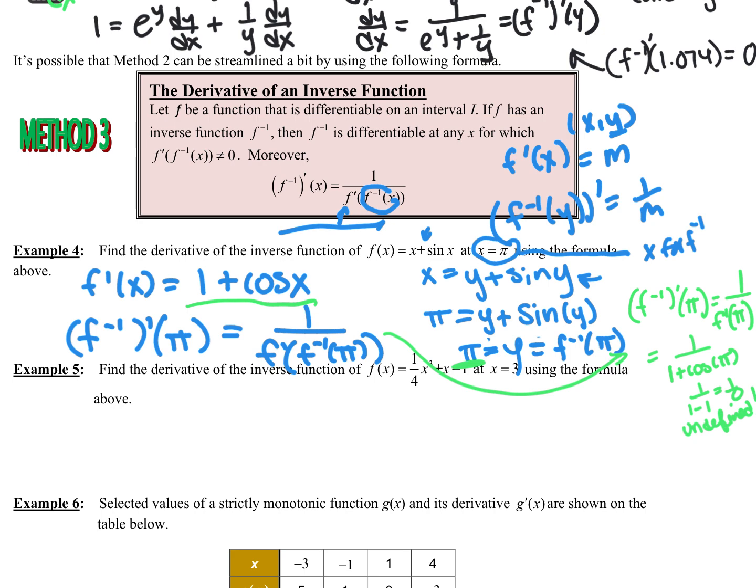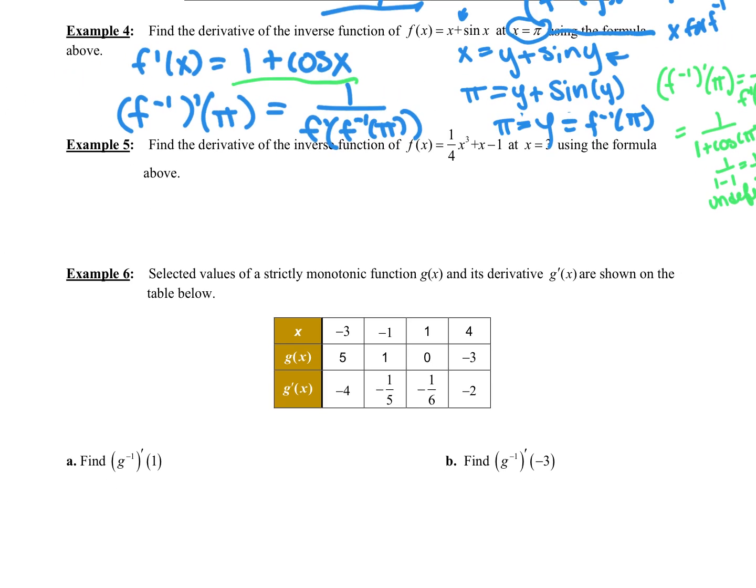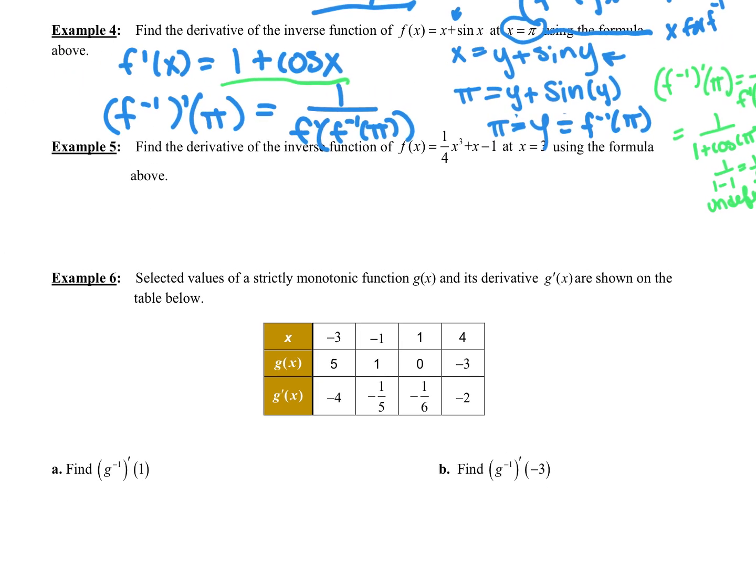Okay, so let's do another one here. Okie dokie, so we're going to use our definition from above. So we want the derivative of the inverse at x equals 3. So we're going to find the derivative of f inverse at 3. So remember, 3 is the x for the inverse. And this will be 1 over f prime at f inverse at 3.